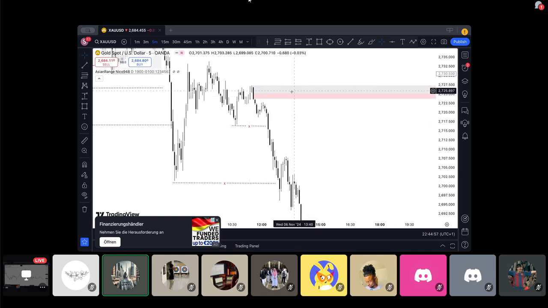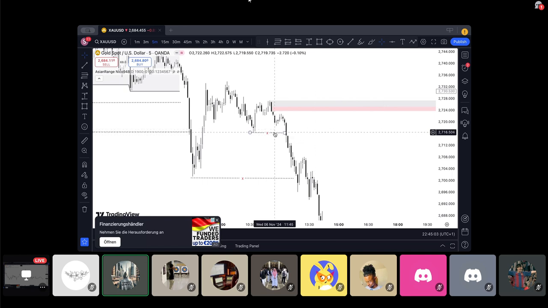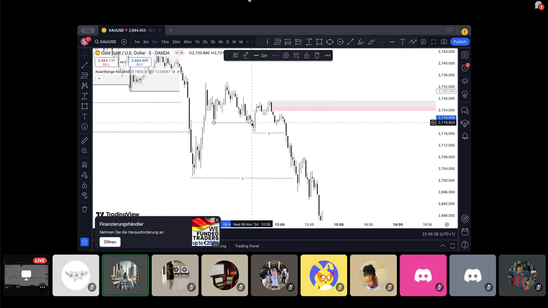And as you can see, this is not our change of character. This is our break of structure, which broke the structural level on the left side. This was our break of structure right here, and this right here was our change of character. This is where price changed the character.